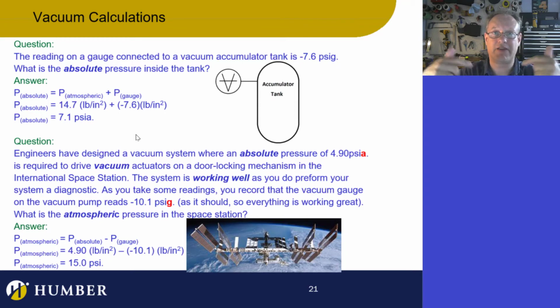Inside it is 7.1 psi A. What does the gauge read if it's in a 14.7 psi atmosphere? It's just the difference between 14.7 and 7.1, because those are both absolute pressures. So that difference is the number I want to use, and that's going to be the gauge pressure.